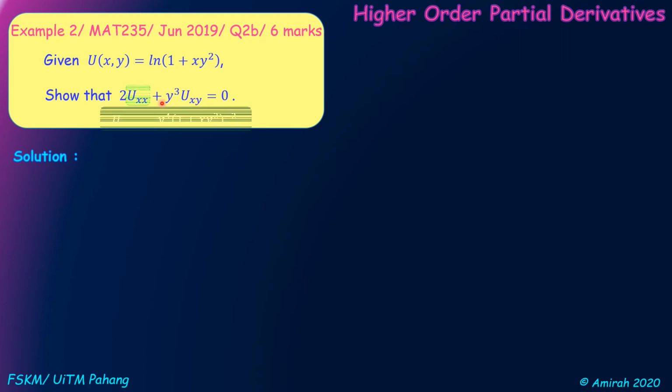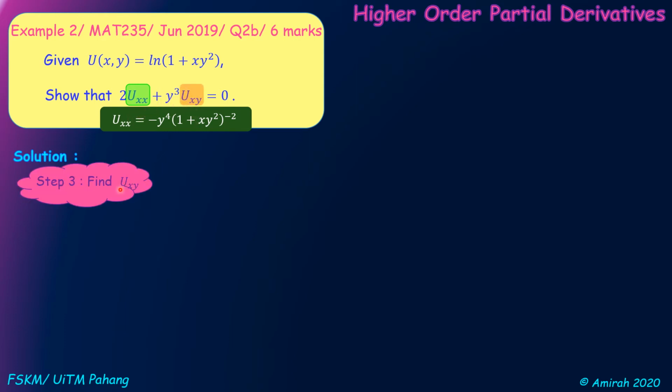From the previous slide, we get uxx equals negative y to the power of 4, times 1 plus xy squared, bracket to the power of negative 2. Okay, so after we find uxx, now we need to find uxy. We continue with step 3, find uxy. To find uxy, we need to differentiate ux. From the previous slide, we get ux equals y squared over 1 plus xy squared.